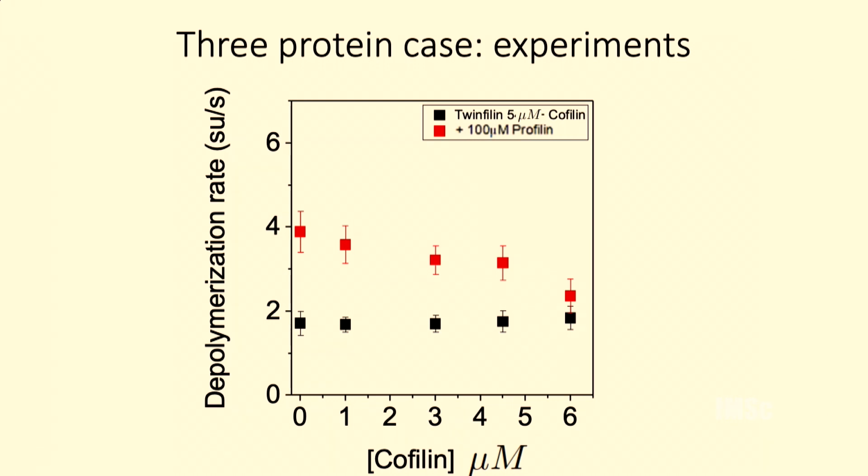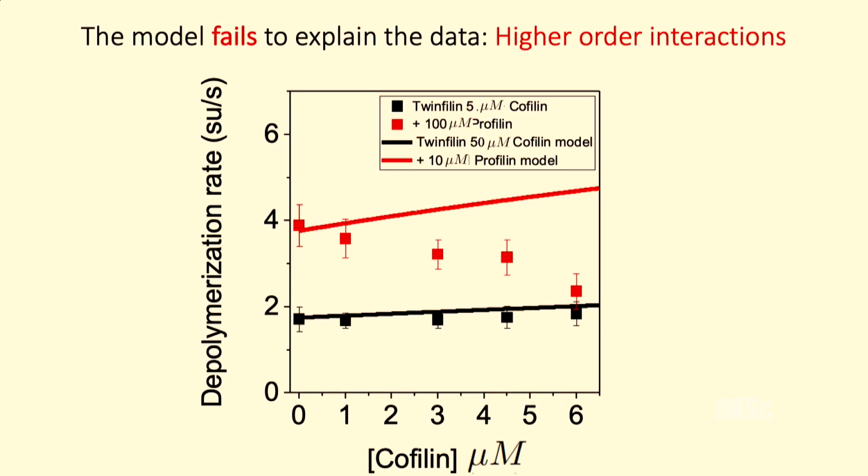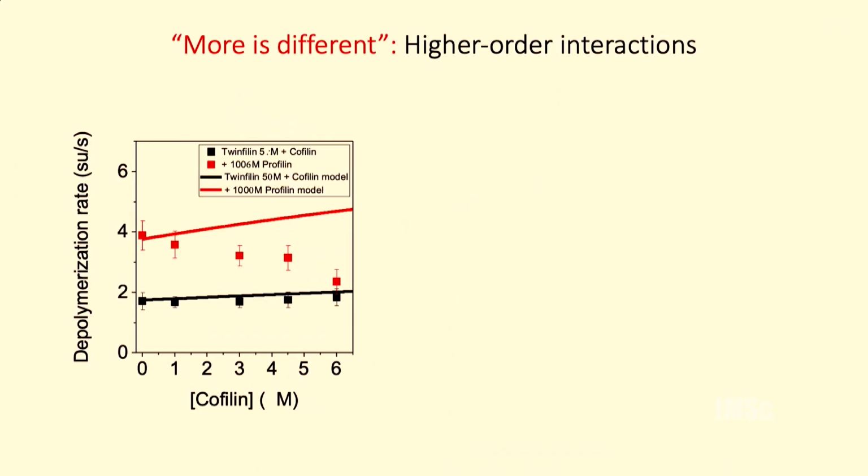Now you compare it to the predictions from the model, which was built on pairwise interactions, and this is how it looks. The model actually predicts that the overall depolymerization rate should increase in the presence of the other two proteins, but it actually goes down. What it implies is that there are higher order interactions in the system. So what do I mean by that? Essentially, if I'm trying to predict what's going to happen with three proteins, I cannot really reduce them to single or pairwise interactions at all. Something which I like to call "more is different", taken from the famous physicist Anderson's paper.